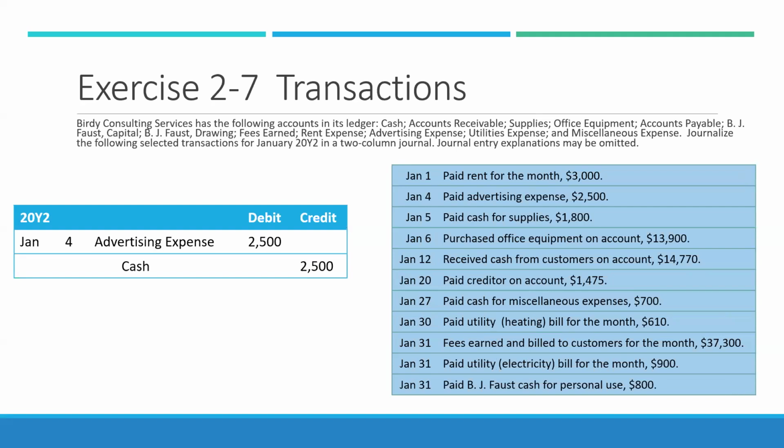Paid advertising expense would be advertising expense and then cash. Paid cash for supplies. This is another one that's going to reduce cash and it's going to increase supplies for the same amount. So supplies is our debit, cash is our credit. Purchased office equipment on account. So that means it's going to be an accounts payable.